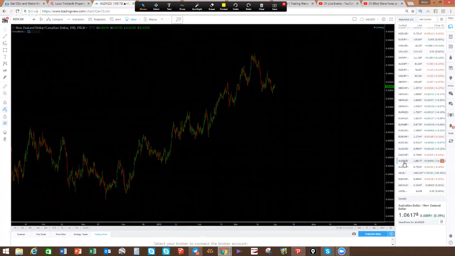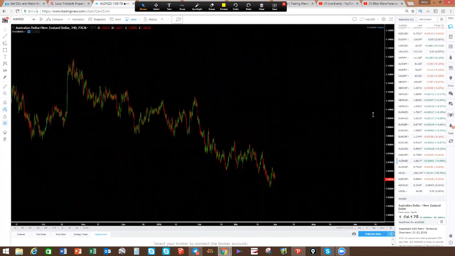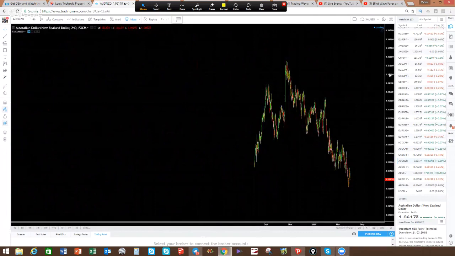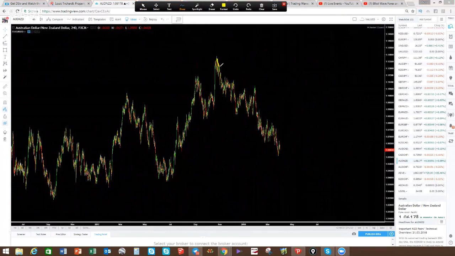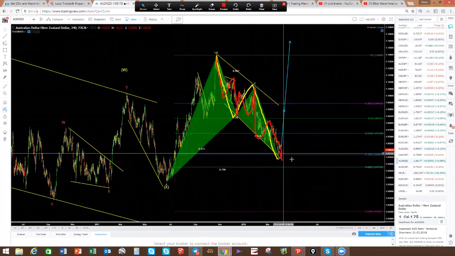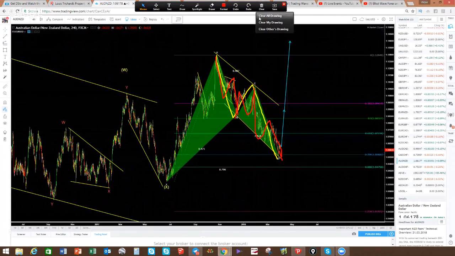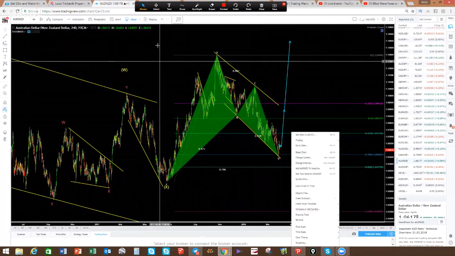AUDNZD. Looking a little bit interesting. So you've got here 1, 2, 3, and internally you can see it's clearly 1, 2, 3, 1, 2, 3, 1, 2, 3. There is an advanced pattern at the 78. It has already touched, so it may be ready to go up if it doesn't give us one more down. So just keep an eye on that one.